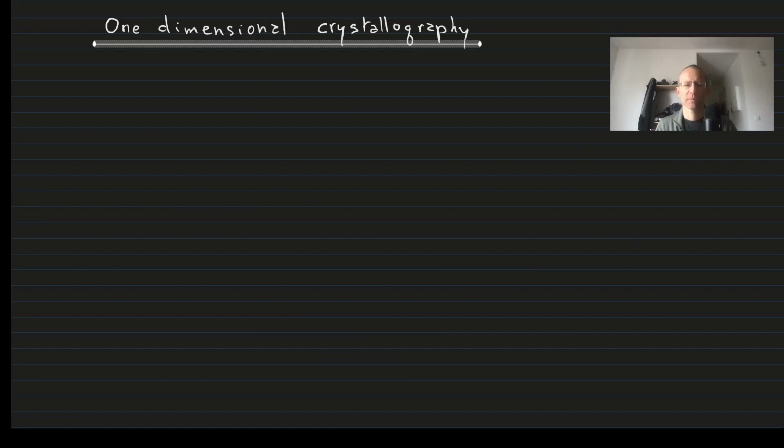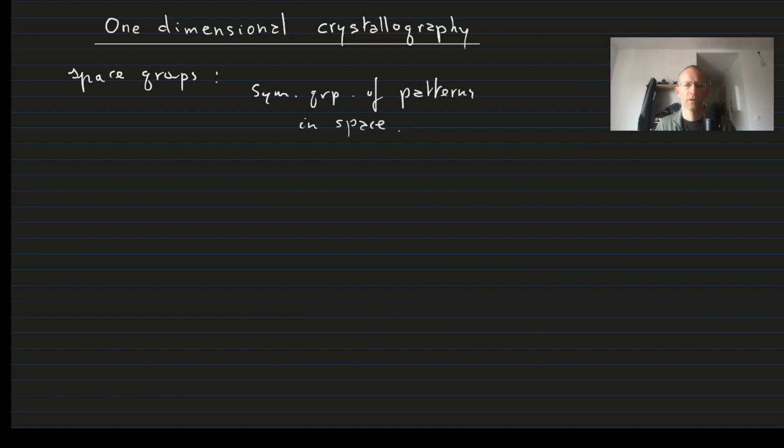Let's discuss one-dimensional crystallography, or one-dimensional space groups. So these are symmetry groups of certain patterns in space. The space we're thinking of is a Euclidean space, and we can give it coordinates x or y, and then the symmetry transformations will be affine. That is to say, the coordinates of the transformed point y are equal to m times x plus a translation. So this is an affine transformation.